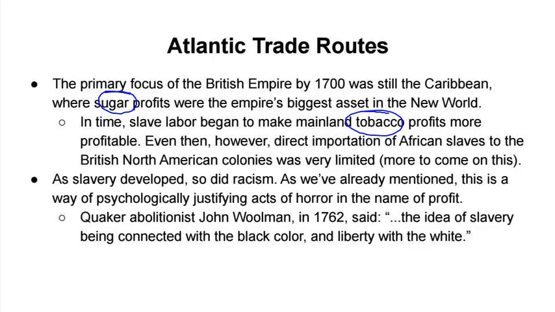But even then, direct importation of African slaves to the British North American colonies was relatively limited. As slavery developed, though, so did racism, because as we mentioned before, you are going to want to justify your actions against other people. If you're abusive to other humans, you're going to need a way of feeling better about that. And in 1762, a Quaker abolitionist by the name of John Woolman is quoted as having said that the idea of slavery being connected with the black color and liberty with the white. So, as we've mentioned before, slavery is much more of an economic institution than anything else, but for people to justify their horrific actions, racism definitely develops as time goes on.